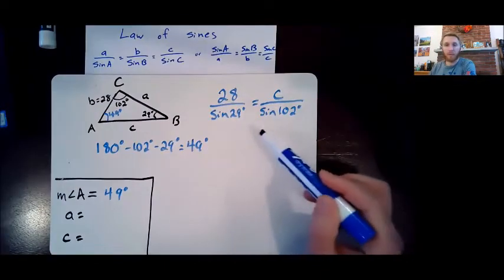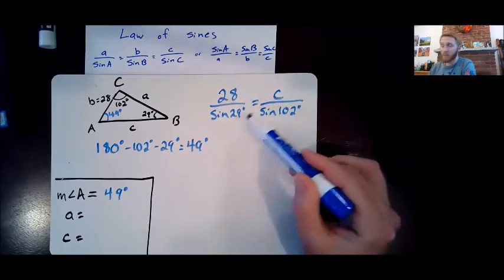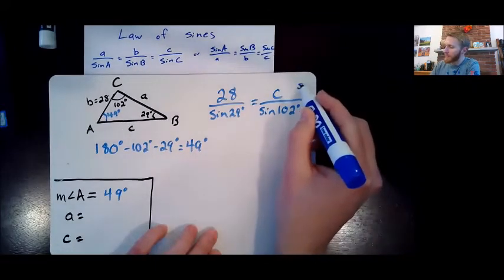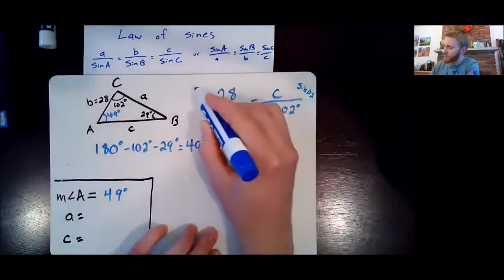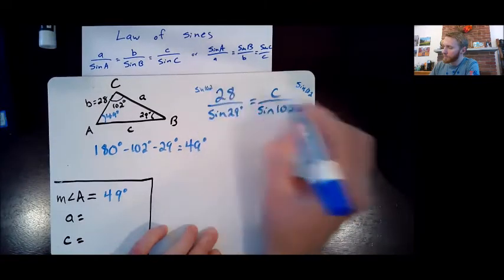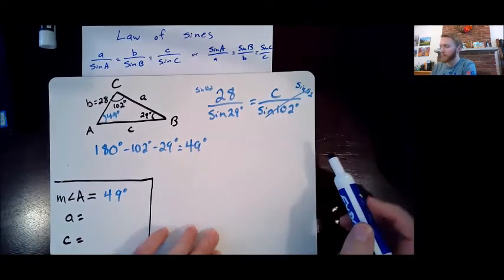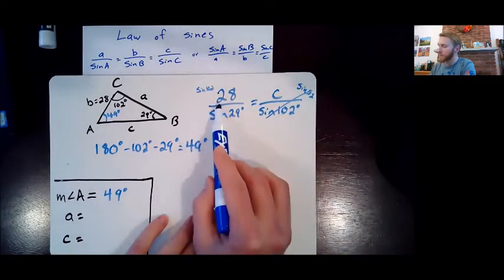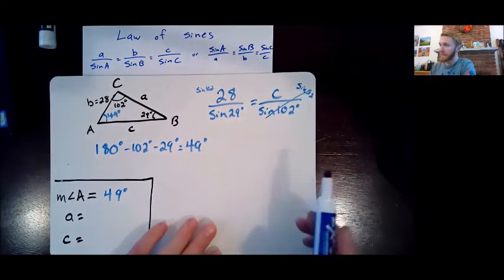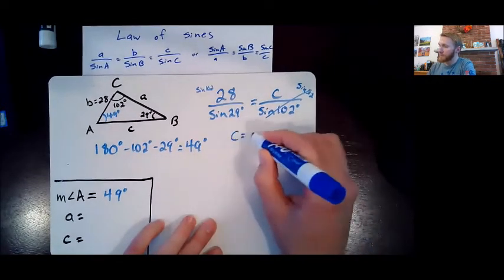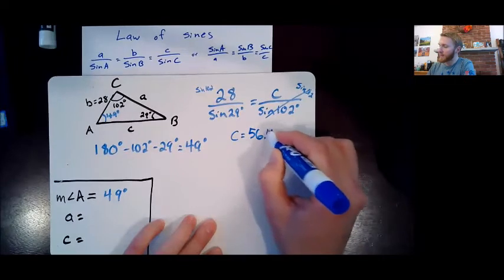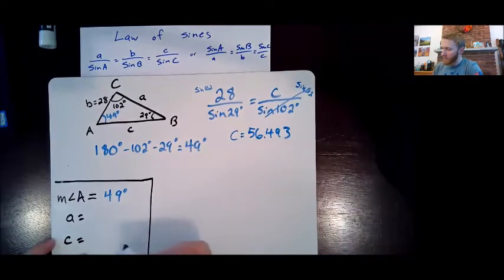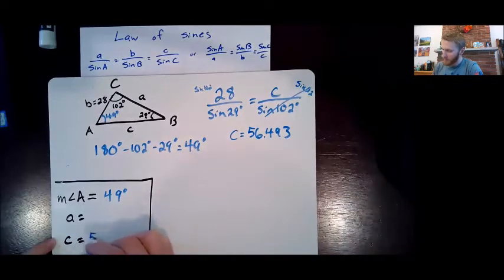To solve this ratio, you can either cross multiply and solve for C, or you can realize that you can multiply both sides by sine of 102 degrees, canceling out that denominator. In the end you just type this in your calculator, just as you see it: sine of 102 times 28 divided by sine of 29. You get a final answer for C of 56.493. One heads up, if you get a big negative number there, you're probably in radians mode. We're measuring these in degrees.